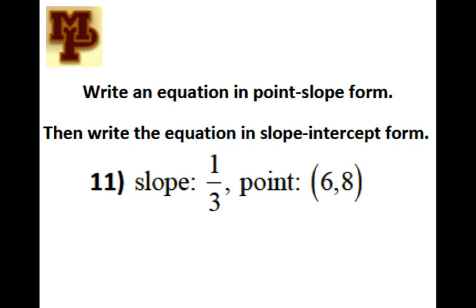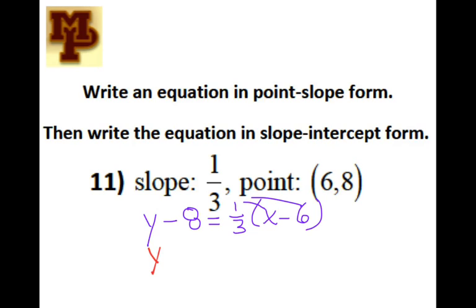Okay, we're going to write these in point-slope form, and then slope-intercept form. So y minus whatever the y-coordinate is, so y minus 8 equals the slope, and then x minus whatever the x-coordinate is, which is 6. So that's point-slope, and then we want to distribute it.